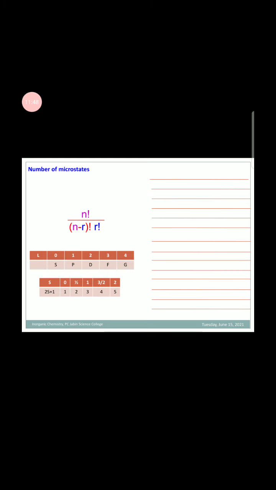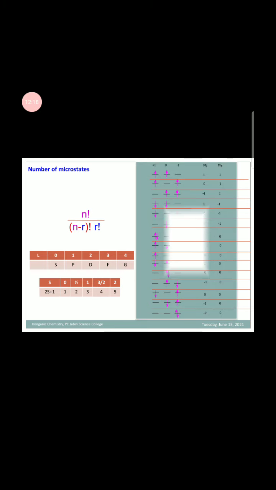The value of S is equal to 0. Putting the value 0 in 2S plus 1, it becomes 1. Putting the value of S as half in 2S plus 1, we get 2. Putting the value 1 in the equation, we get 3. Putting S as 3 by 2 in 2S plus 1, we get 4. And when S is 2, 2S plus 1 is 5. These are the distribution of electrons and the respective term symbols.